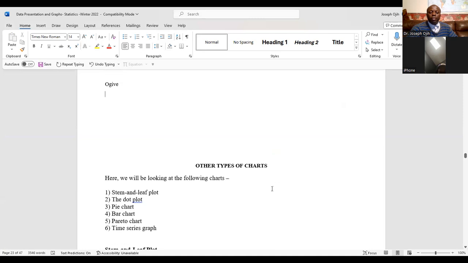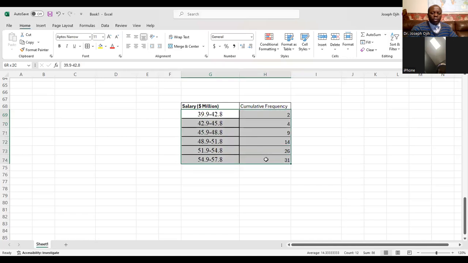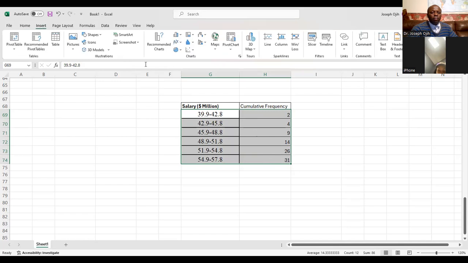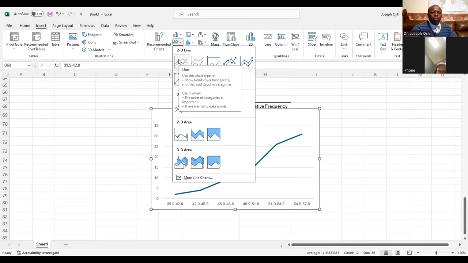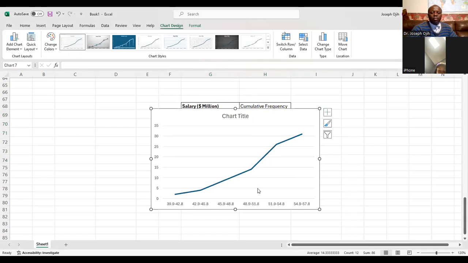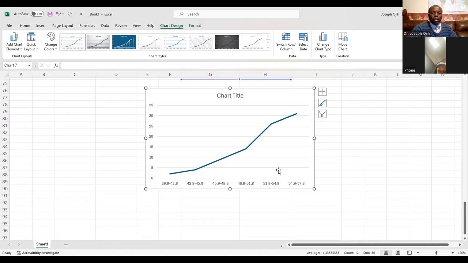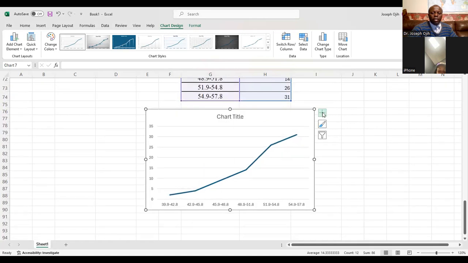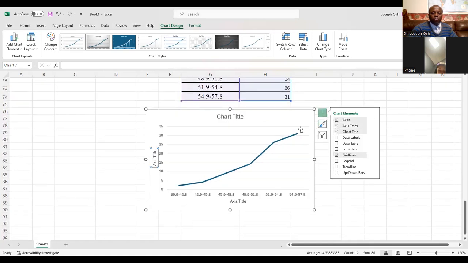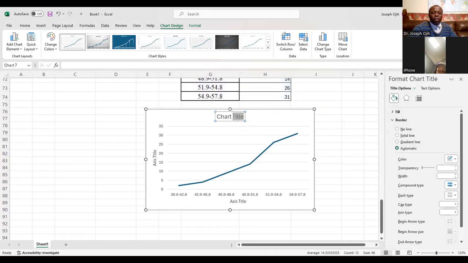So the ogive is again just highlight this. Don't highlight the titles, just the numbers. Click on insert. This one will give us the ogive. You see, it gave us the ogive. Now we can bring it down. Now we can just click on the plus sign here to put the titles. So this is the ogive.